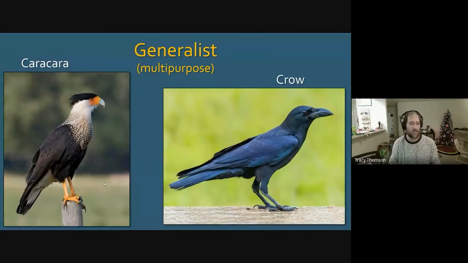There are some species, like the caracara here and the crows, that are very multi-purpose. It was very hard to put them into any one category. The caracaras, for example, will stand by stream beds and fish food out of the stream. They'll perch. They will grab animals and hold them. They're very smart birds as well.